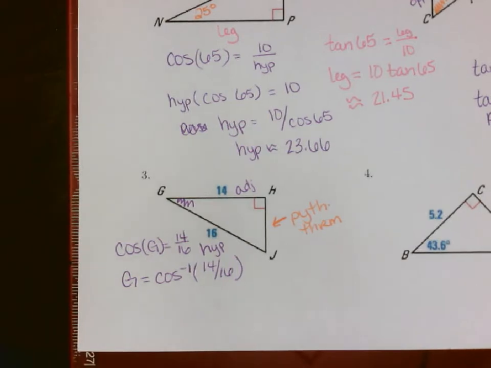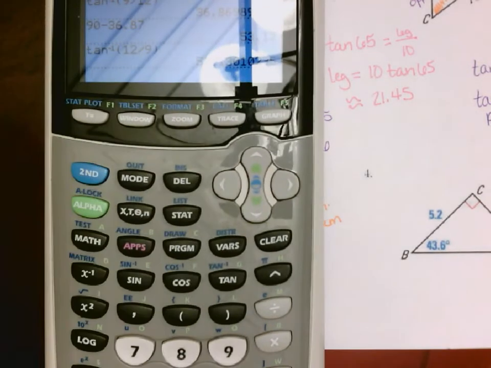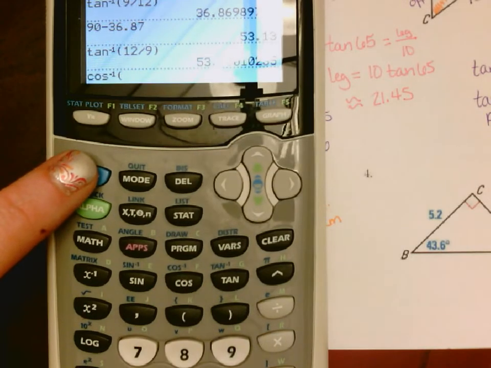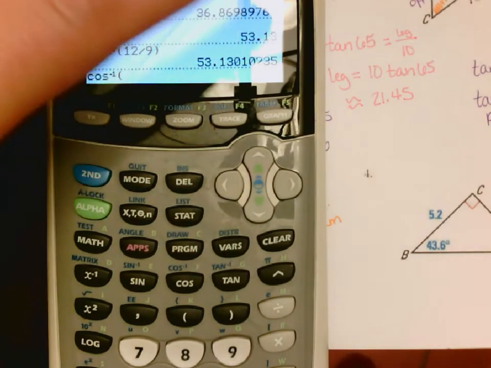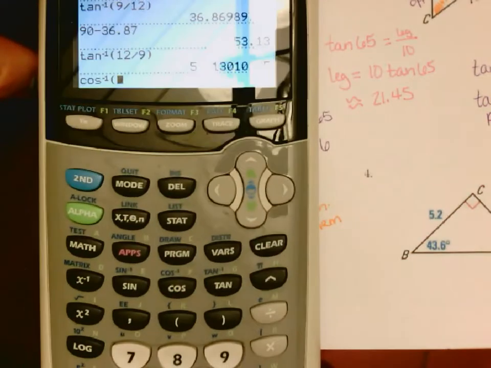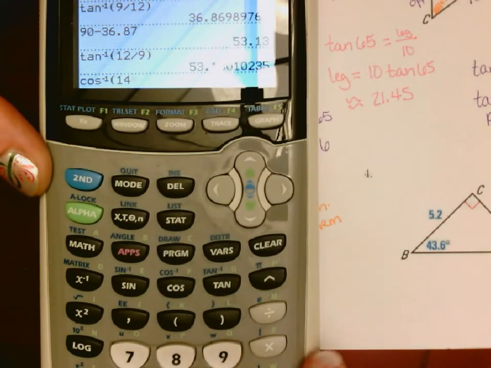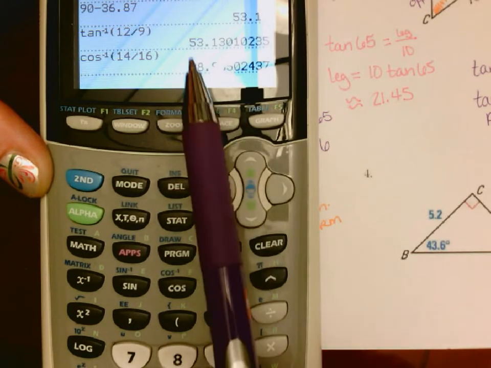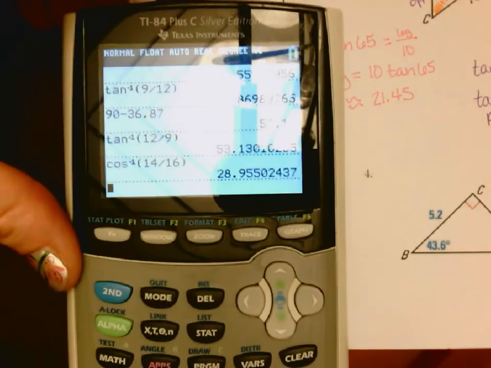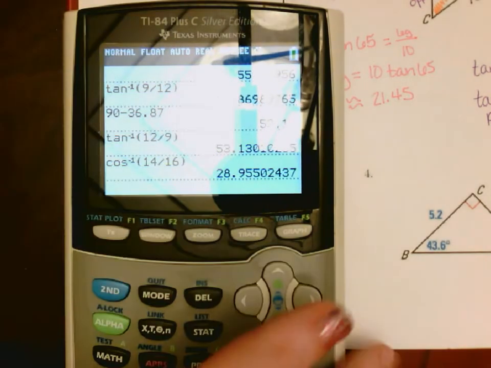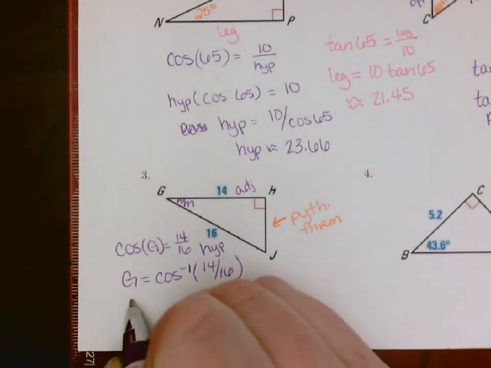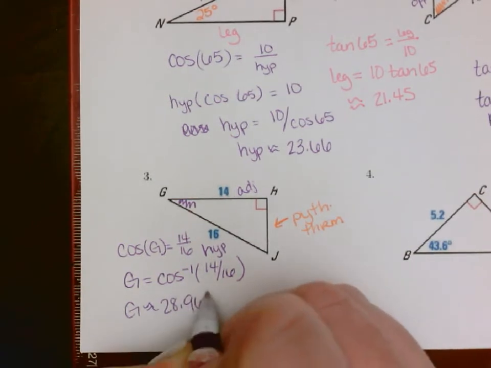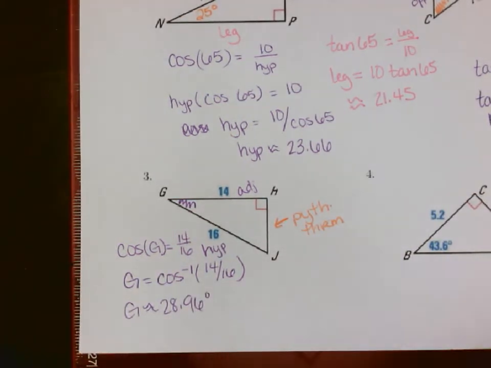Once again, to find the cosine inverse, you're going to go second cosine, and then 14 divided by 16, and hit enter. So that comes out to be 28.96 degrees. So G is approximately 28.96 degrees.